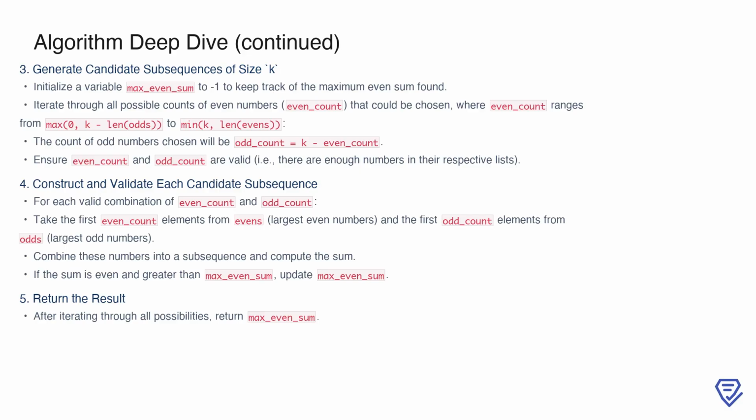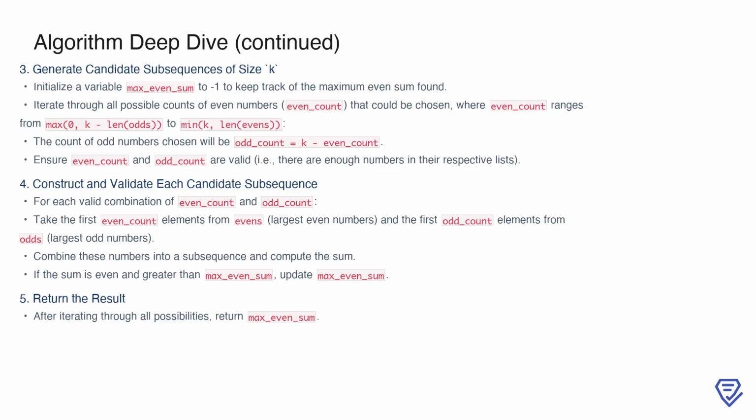even sum we find. The key idea here is to iterate through all possible counts of even numbers, called even_count, that could be included in the subsequence. The count of odd numbers, odd_count, is simply k minus even_count. However, we must ensure that both even_count and odd_count are valid, meaning there are enough numbers in their respective lists to pick from. For each valid combination, we construct a candidate subsequence by selecting the largest even_count numbers from the evens list and the largest odd_count numbers from the odds list.